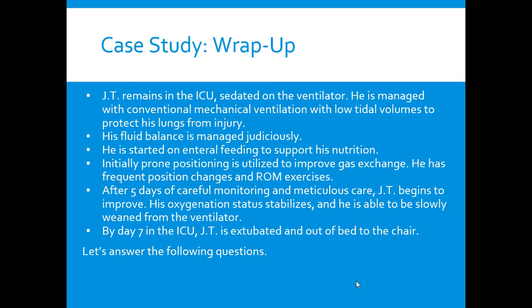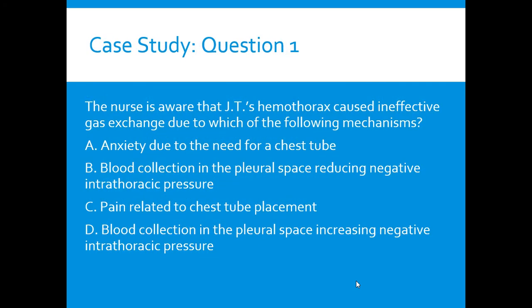Let's answer the following questions. The nurse is aware that JT's hemothorax caused ineffective gas exchange due to which of the following mechanisms? Anxiety due to the need for a chest tube, blood collection in the pleural space reducing negative intrathoracic pressure, pain related to chest tube placement, or blood collection in the pleural space increasing negative intrathoracic pressure. So go ahead and review that, and then we'll go over the answers.